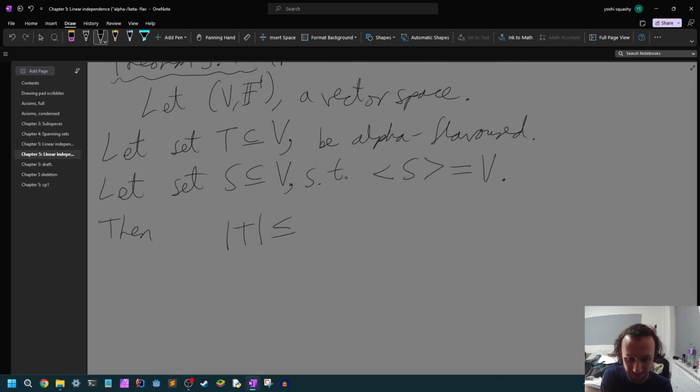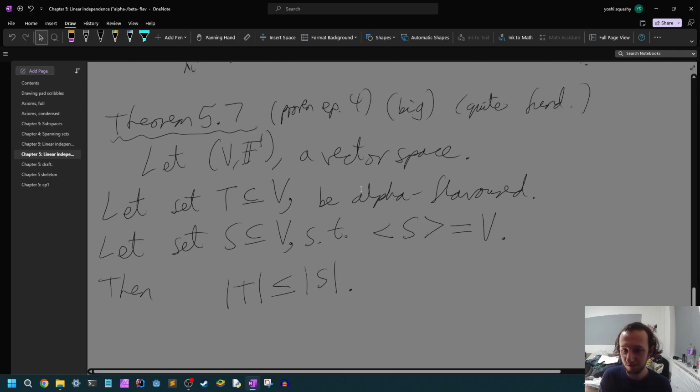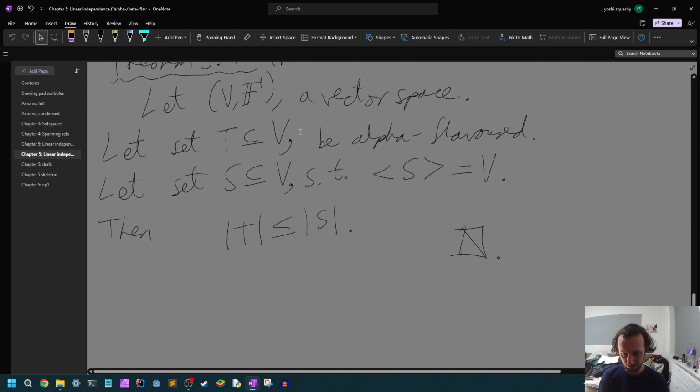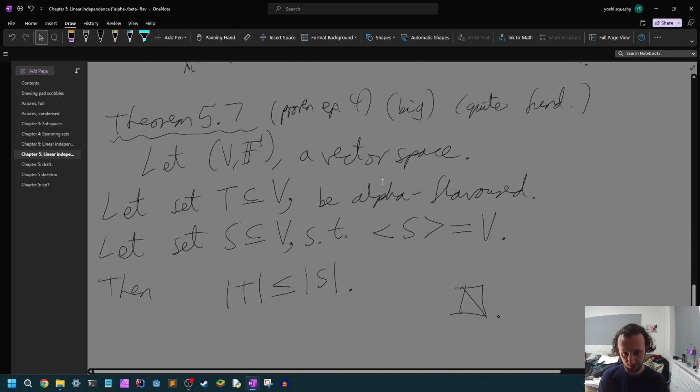The cardinality, or the size of T in terms of how many things are in it, is always going to be less than or equal to that of S. And since we've made these sets very fundamental, these are any sets, so long as T is linearly independent and S is a spanning set of V, then boom, this holds. Which, yeah, it's pretty cool, I think. And we'll be proving that in episode 4.